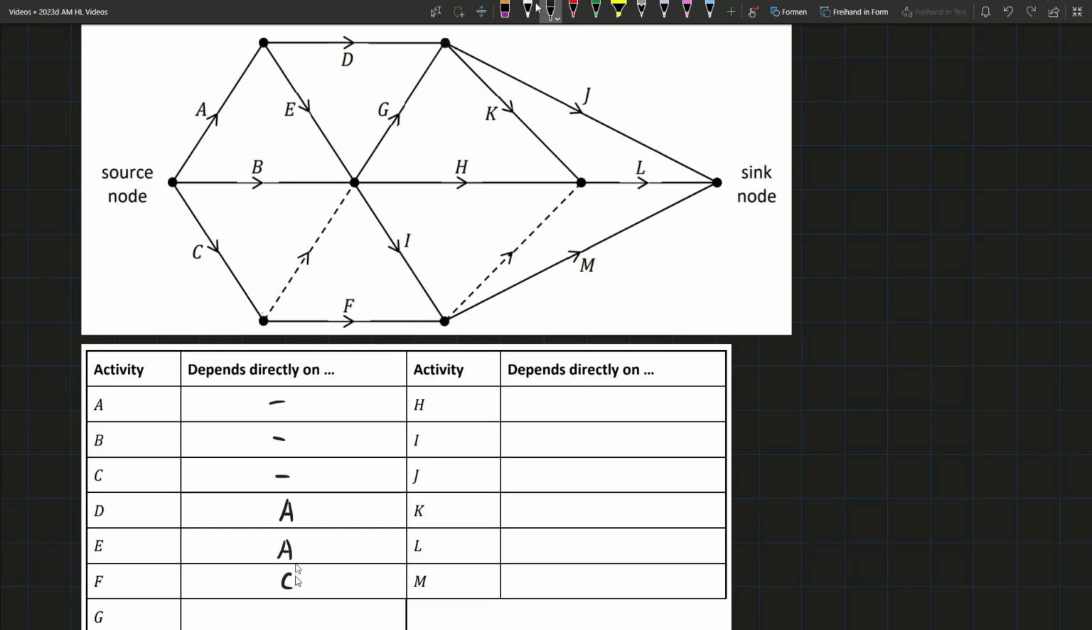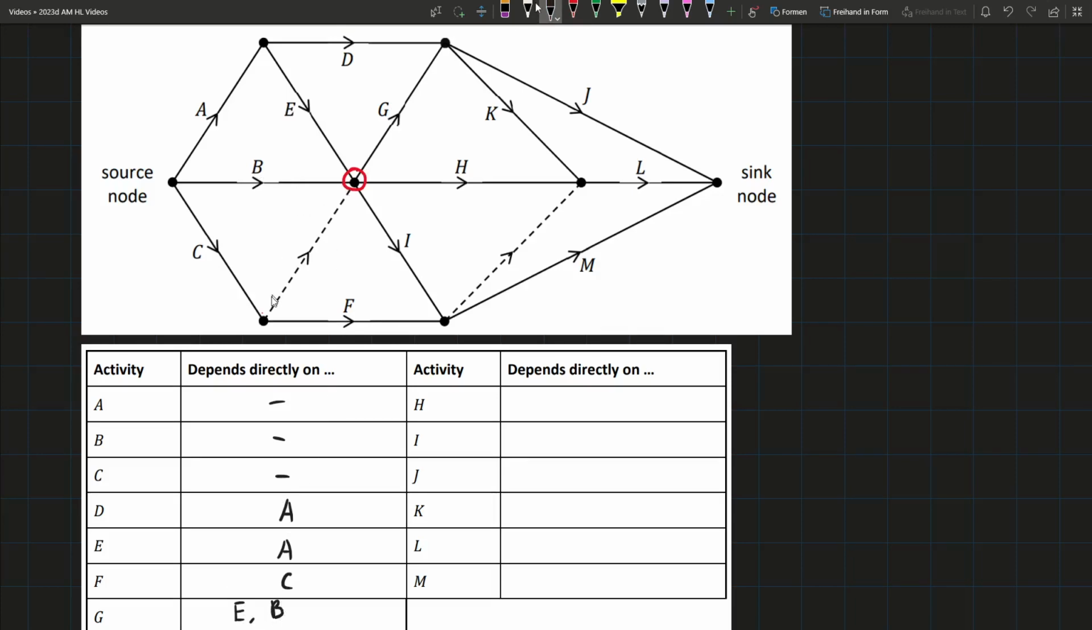Note that the dummy doesn't affect this. The dummy is telling us that this node is a requirement for this node, but it doesn't actually affect this node. The arrow is going into this node, so this is the node it affects, because this is a digraph. For G, this is where it's going to happen. So first of all, we have E and B. G depends on this node here, and in order to get to this node, E has to be done and B has to be done.